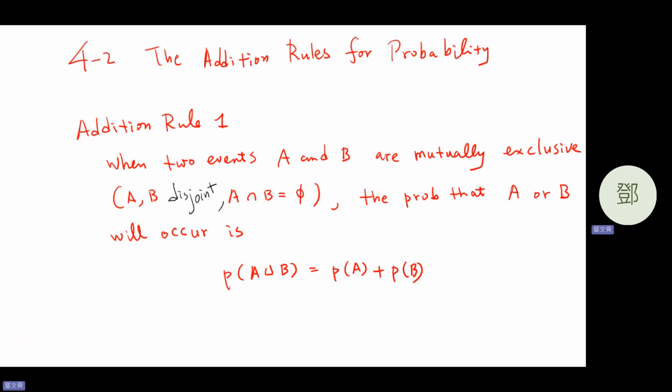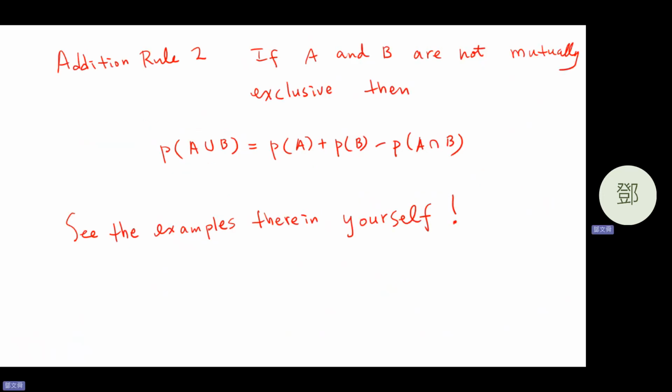Rule number 2: if A and B are not mutually exclusive, then the probability that A or B will occur is given by P(A) plus P(B) minus the probability of A intersection B. See the example in section 4-2 yourself. We don't have too much time to discuss in detail.